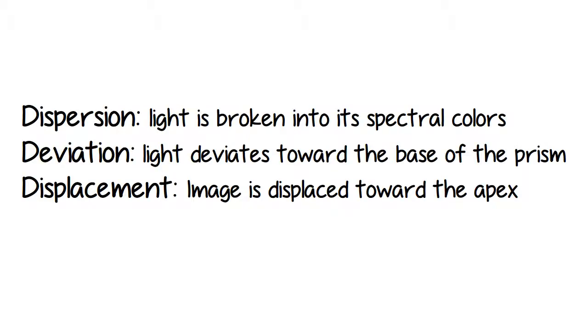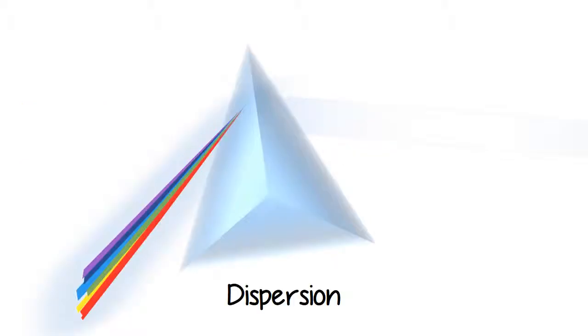When light passes through a prism, it does three things. The three Ds: dispersion, deviation, and displacement. Dispersion is when white light goes through a prism and the prism breaks it out into its spectral colors, which are ROY G. BIV: red, orange, yellow, green, blue, indigo, violet.